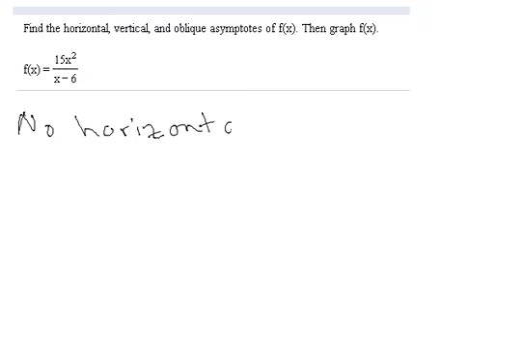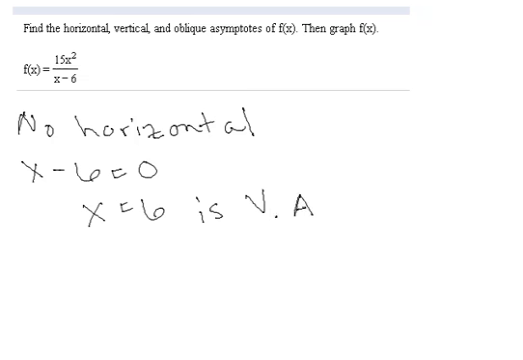The vertical asymptotes occur where the denominator equals 0, as long as that's not also a 0 of the numerator. So if you take the denominator x minus 6 and set that equal to 0, you get x equals 6, and that is the equation of the vertical asymptote.